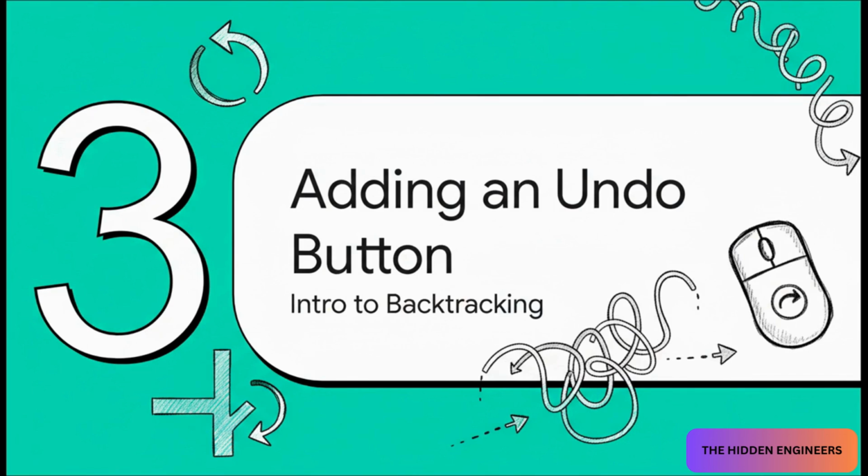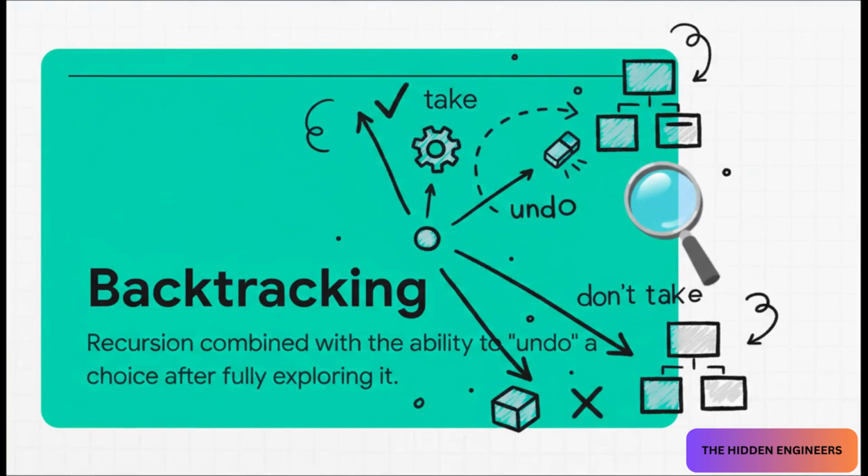Let's talk about a concept that has a fancy name, backtracking, but really, it's just like giving our algorithm an undo button. So backtracking isn't some totally new thing. It's more like an upgrade to what we're already doing. All it means is that after we explore a choice, like we take an element and follow that path all the way down, we then come back and undo that choice. We erase it. Why? So we can then explore the don't take path as if the first choice never happened.